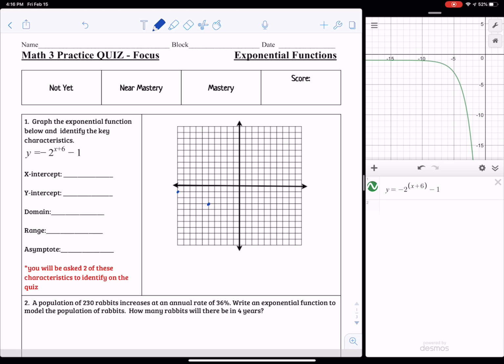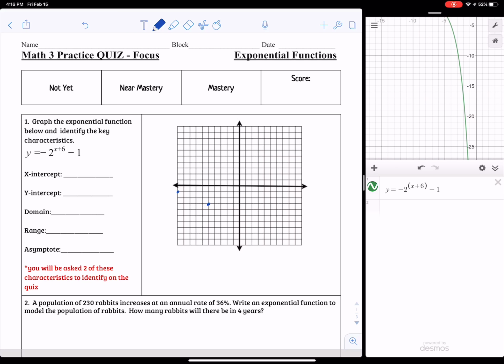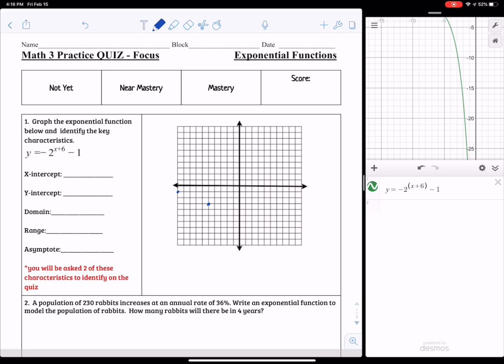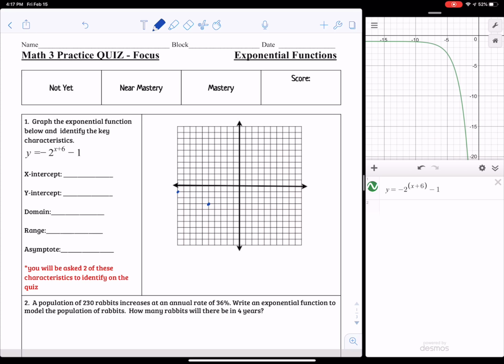Let's find another good point on the graph. Maybe -2, -18, but that would be too far down. So let's do -3. Looks like it goes with -9, right there. So -3, -9 is about right there. You want to get a couple of key points on your graph so you can plot them correctly.